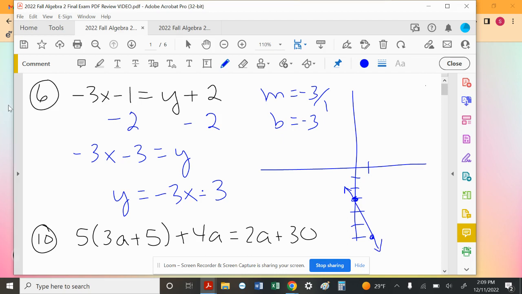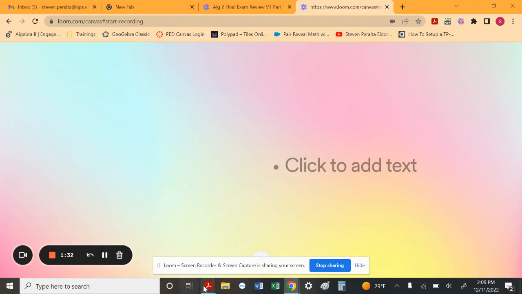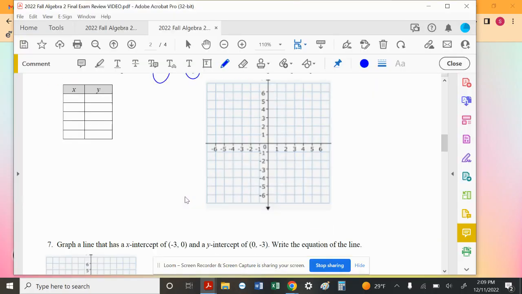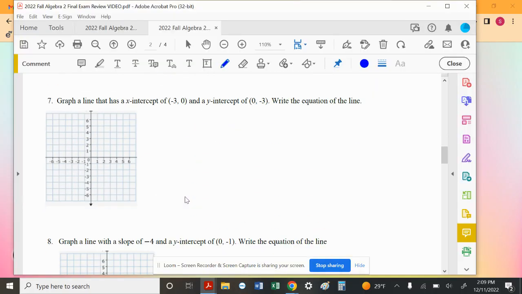Okay, so for number 7, which it looks like I didn't go to correctly. So let's go over to number 7. Number 7 says graph a line that has an x-intercept of negative 3, 0, and a y-intercept of 0, negative 3. So you have to remember, the x-axis is along the horizontal, y is along the vertical. And so we have negative 3, 0, which is right here. We have 0, negative 3, which is down here. And all we have to do is just draw a line.